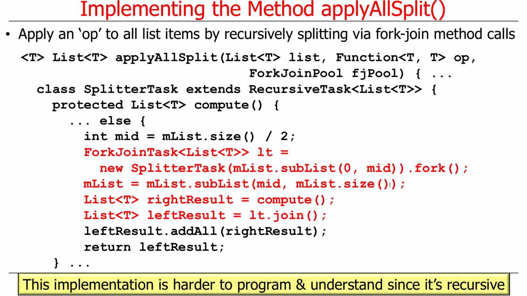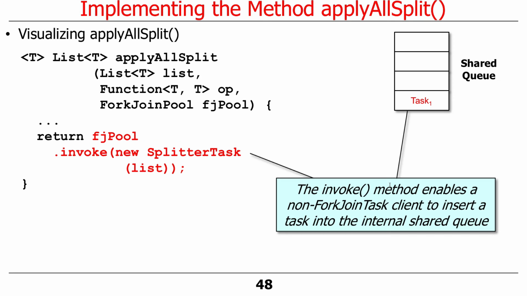This implementation is harder to program, and it's also harder to understand because it's recursive. So you have to keep track of all the pieces that are being forked and joined and so on. So there's extra work involved. The other thing that's important to note, and we'll talk about this, is that copying overhead and method call overhead is also increased, especially because we have to split things and then join them back together again.